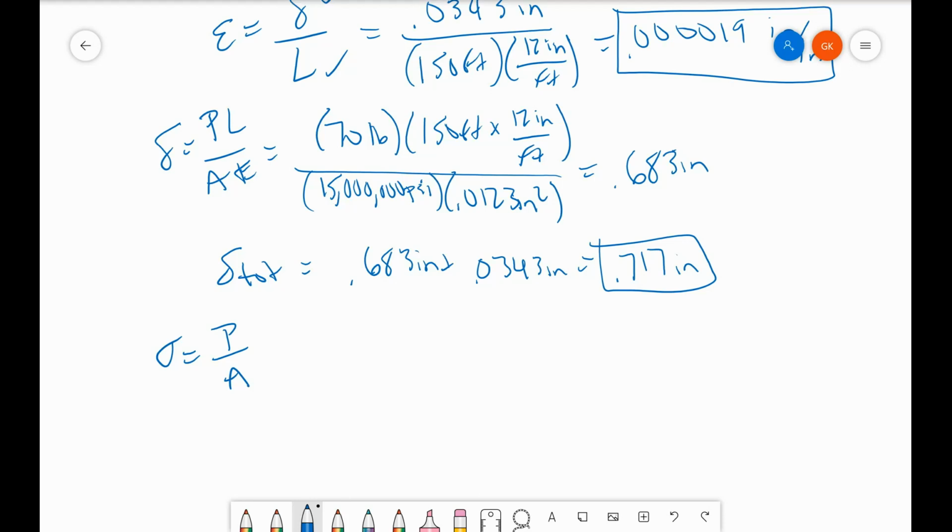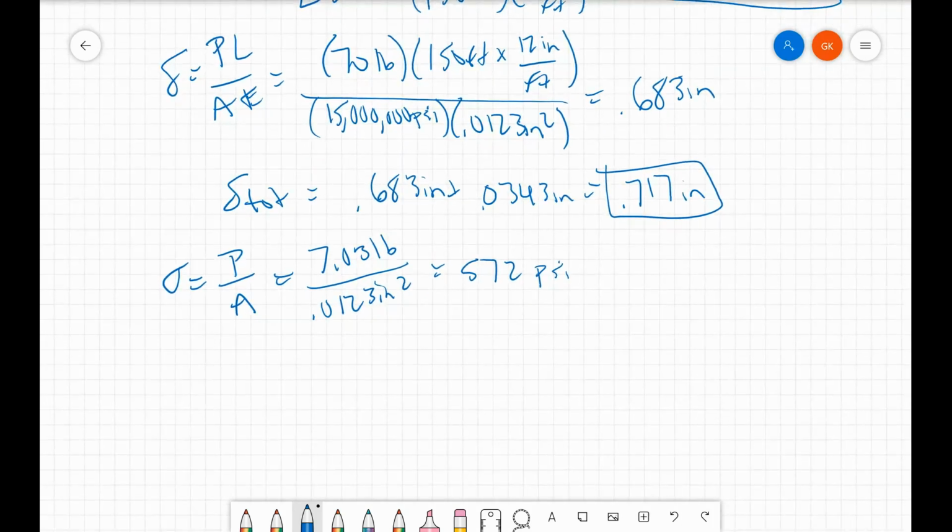It's going to be the worst at the very top of the wire, where it feels the full load of the weight beneath it. Sorry, I said the very bottom. The very top of the wire is going to feel the full load of the weight beneath it. So that's the worst point. So the stress due to just the weight of the wire is going to be equal to its weight, 0.03 pounds, over the area, which is 0.0123 inches squared. It's going to be equal to 572 psi.